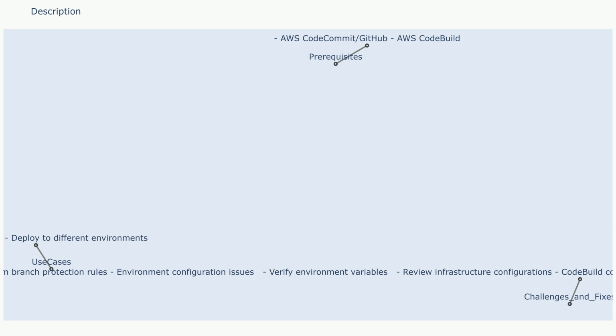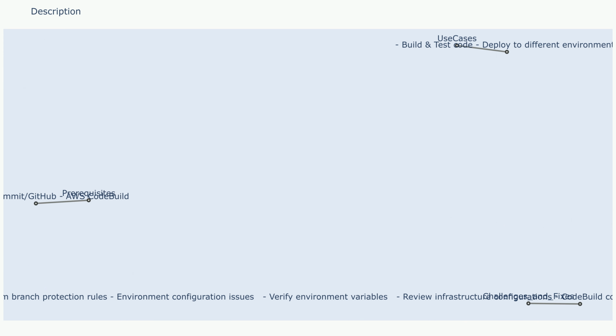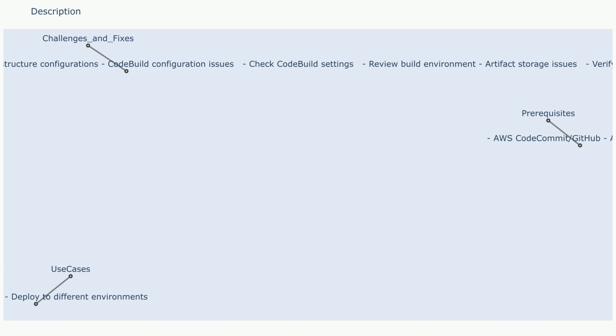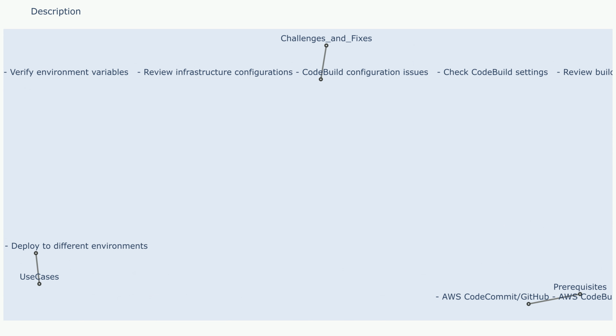Package artifacts: create a compressed archive containing the built application, dependencies, and other necessary files. Deploy to environment: push the packaged artifact to a target environment, such as a staging or production server.